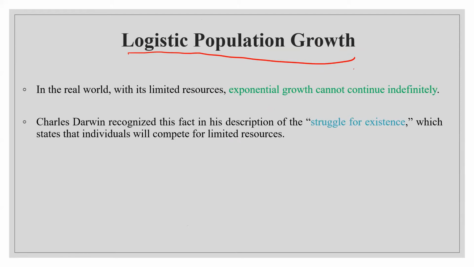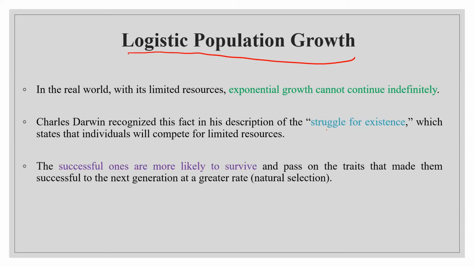And this fact was realized by Charles Darwin in the description Struggle for Existence, in which the individuals compete for the limited resources. So only the successful one will survive and it will pass on the trait to the next generation. As you might have watched Squid Game, there was a struggle for getting all the money, right? So in reality also we struggle for our existence, and only those species will survive that are strong, right?